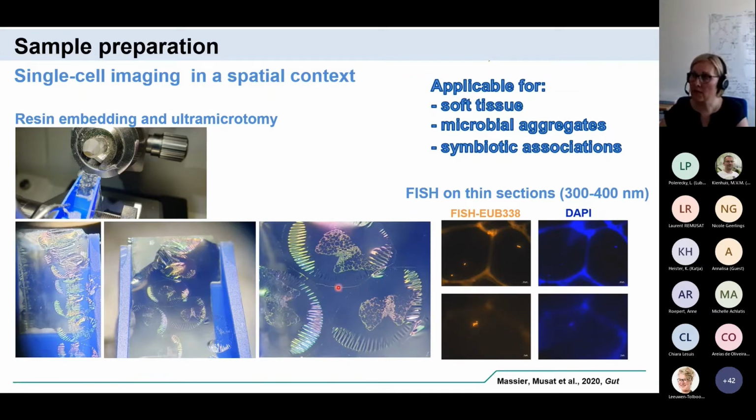And here you have an example of human adipose tissue that was embedded in LR White resin and sectioned in thin sections of 300 to 400 nanometers, and FISH was applied on it. And such a sample can be used further for the NanoSIMS analysis. This works for soft tissues and microbial aggregates or symbiotic associations.